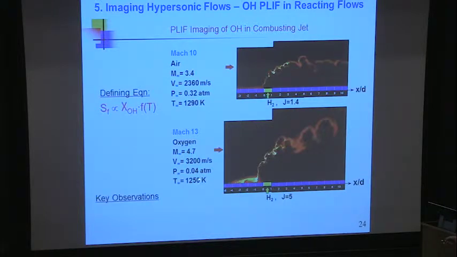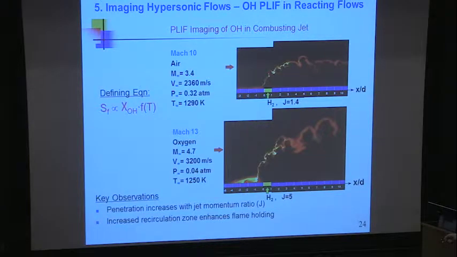Here's a better picture. This is a little bit lower temperature, but it's in oxygen. You can see the recirculation zone. You can see, here's the jet. This is what the CFD people wanted to see to do their code validation. We studied the influence of the jet momentum ratio. The idea was that this recirculation zone got bigger and bigger and served to stabilize this.